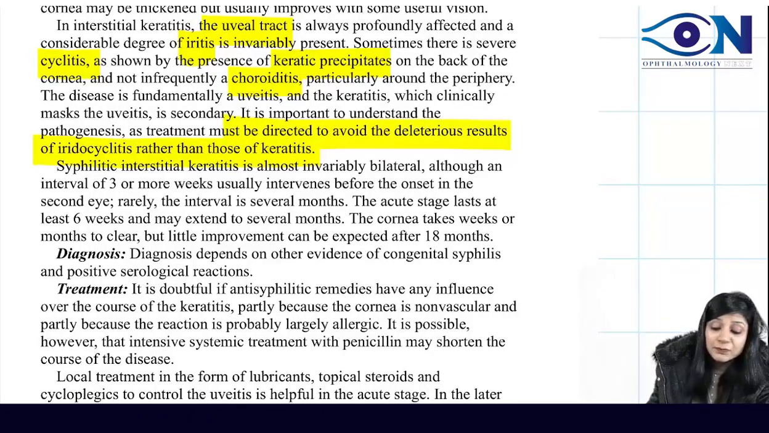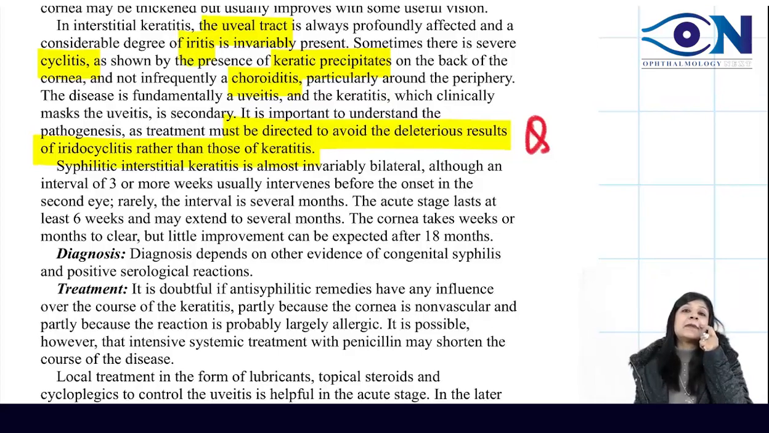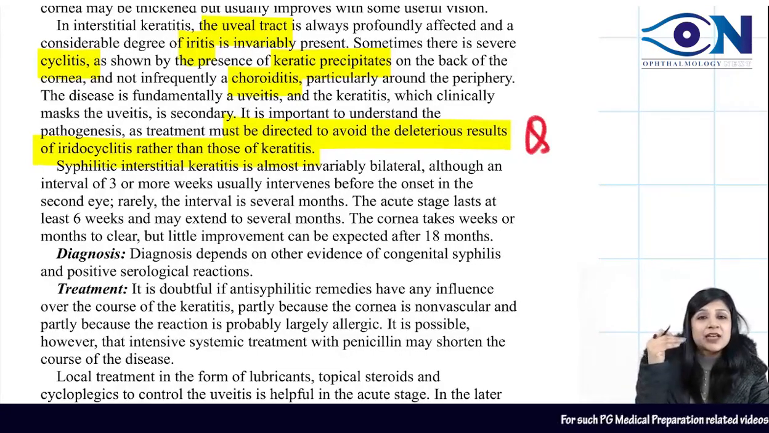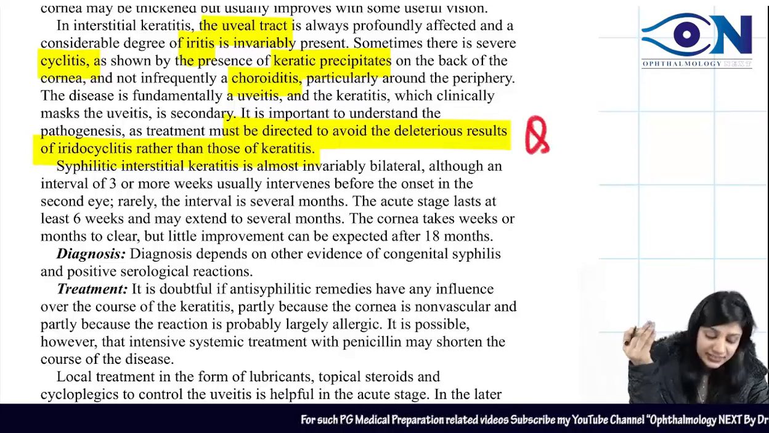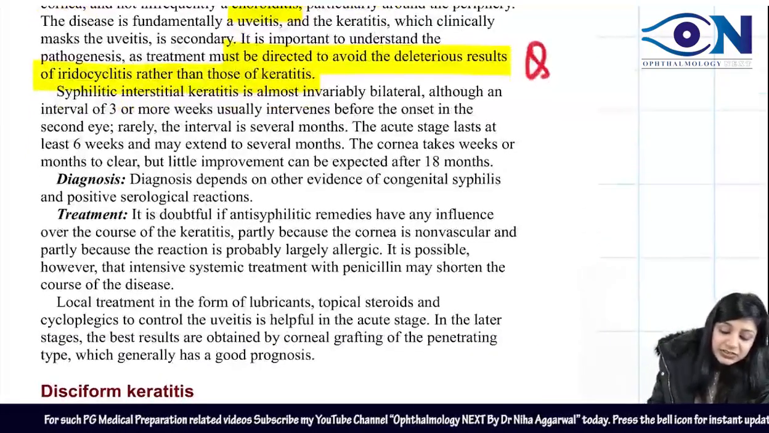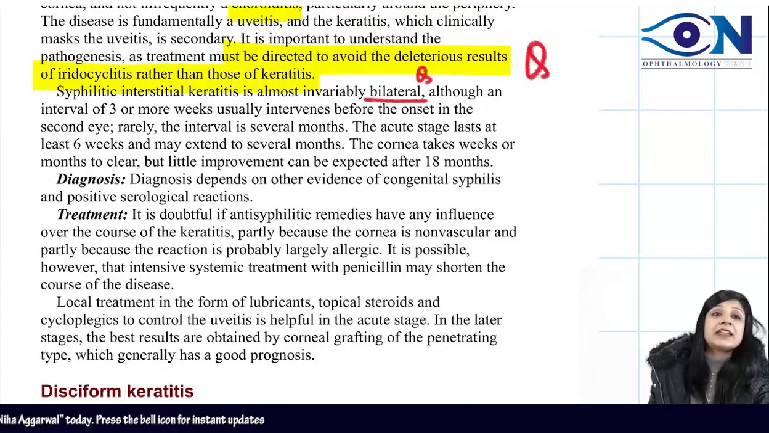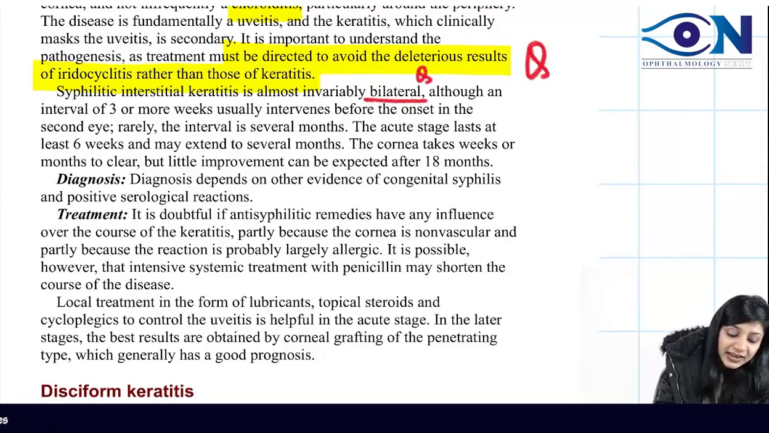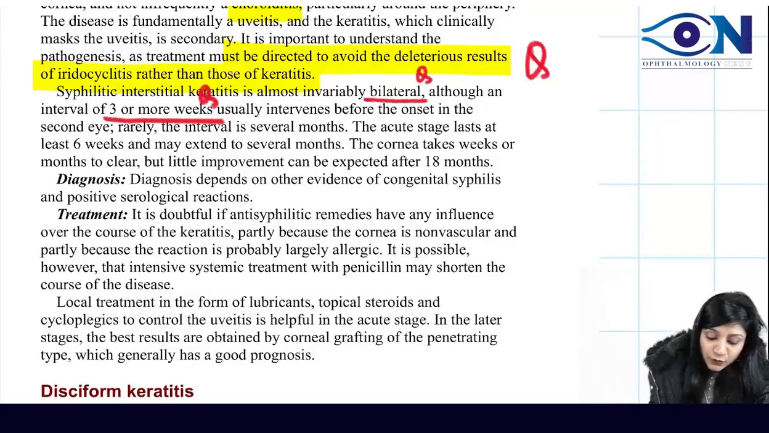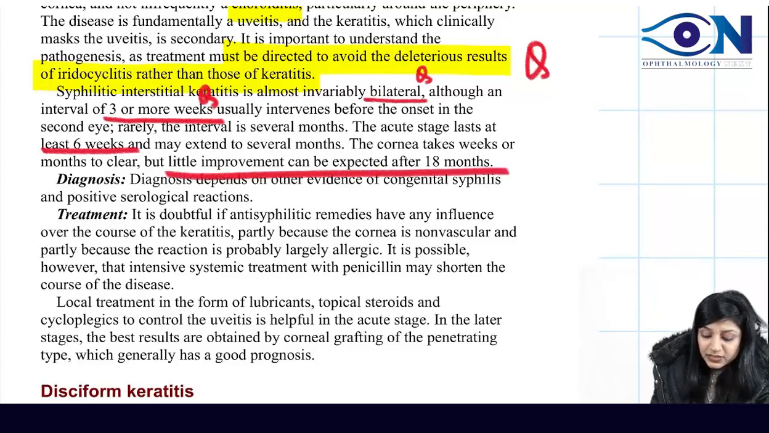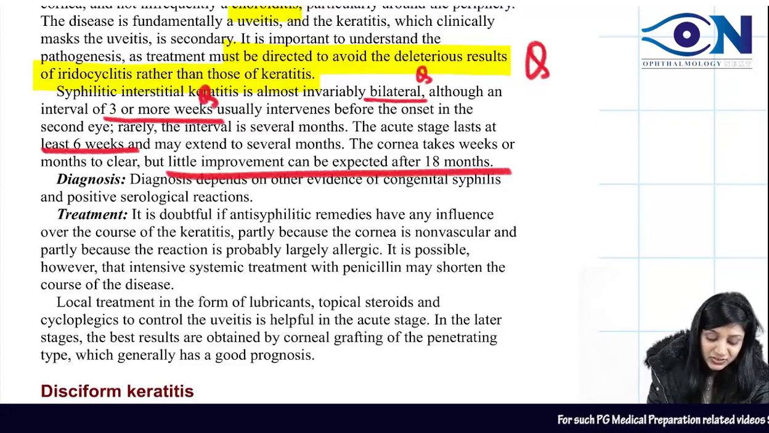Now, this is again important. Our treatment is basically to avoid the deleterious effects of iridocyclitis, uveitis rather than the keratitis. So the deleterious effects are more of uveitis than of keratitis itself. Syphilitic interstitial keratitis is usually bilateral, and though there is a difference between the involvement of the other eye, that interval is 3 to 4 weeks. The acute stage lasts for at least 6 weeks, and little improvement can be expected after 18 months. So drastic changes are occurring.